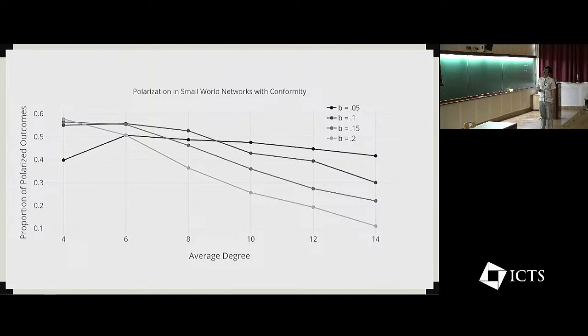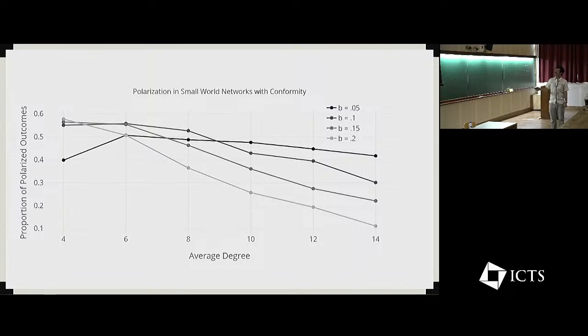Polarization in small world networks. What we see here is that for different values of this parameter B and different degree, you get different values of polarization. But for low average degree, in all of these different values of B, you tend to have around half polarized outcomes, similar to the clumpy network.